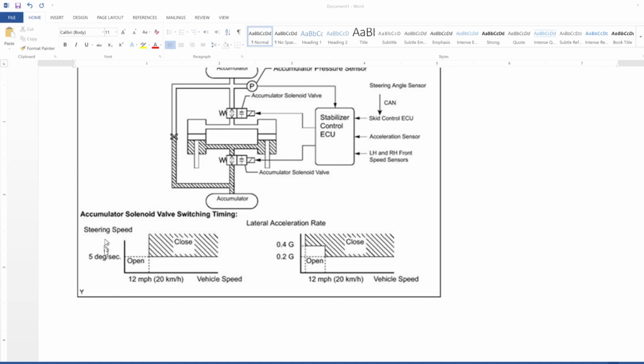So what really happens is that the KDSS accumulator solenoid valve operation depends on a couple different variables. Vehicle speed is one of them, and it's the most important variable, but there's also steering speed and lateral acceleration rate. The steering speed one is pretty simple. If you're under 12 miles per hour, the accumulator solenoid valves are open, unless you have acceleration. But just steering speed here, they're open. If you go over 12 miles per hour, they're closed if you also have 5 degrees per second of steering speed. If you don't, the KDSS accumulator actuator solenoid valves are actually open.